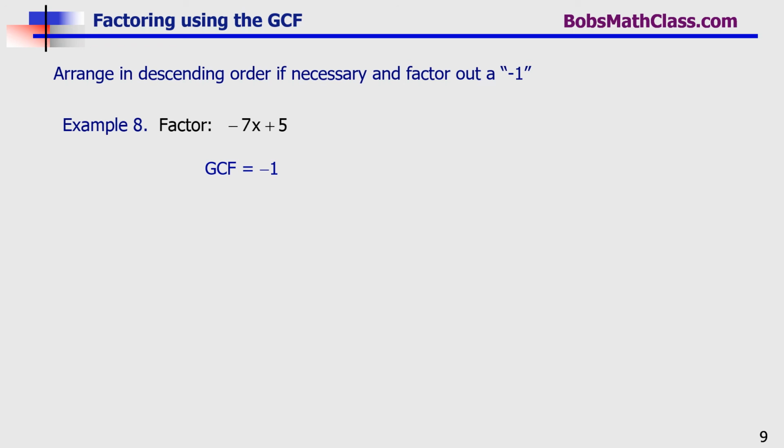1 is always a GCF, right? 1 is always a common factor to any term. Any 2 terms or any 3 terms, 1 is always a factor. So we're going to divide both of them by -1. That simply changes the signs, right? So the -1 is written in front of the parentheses, 7x minus 5 inside the parentheses.